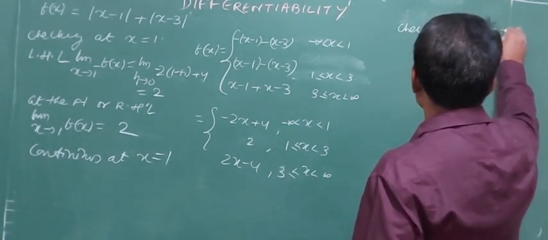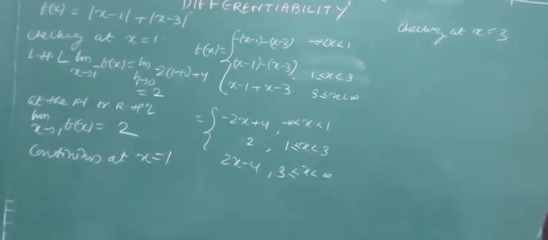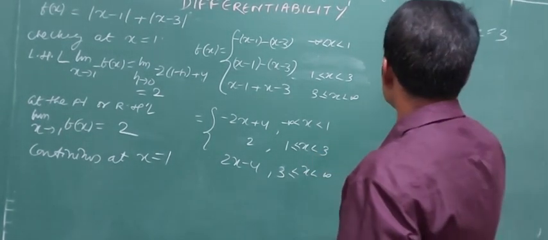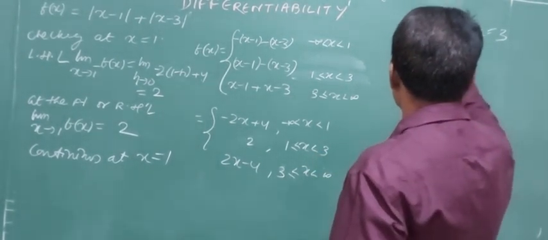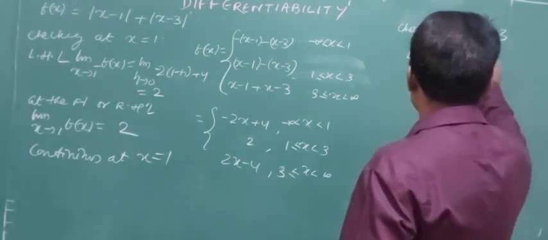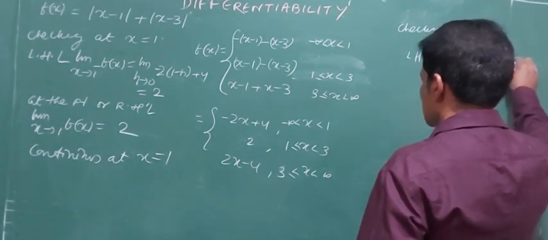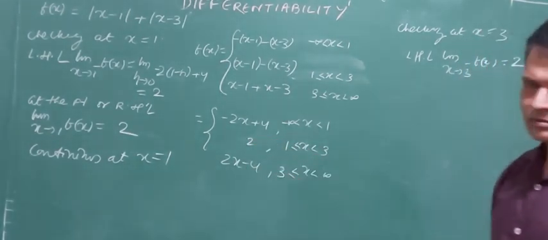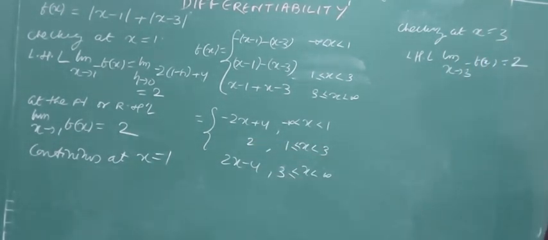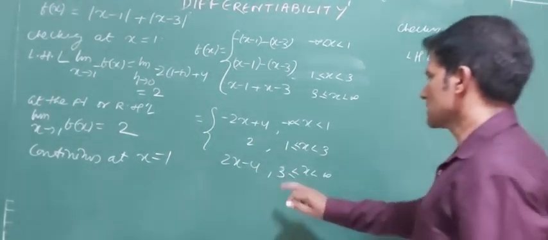X is equal to 3. Left hand limit, LHS: limit x tends to 3 minus f(x). Direct limit is 2. Nothing, no calculation. No variable left.